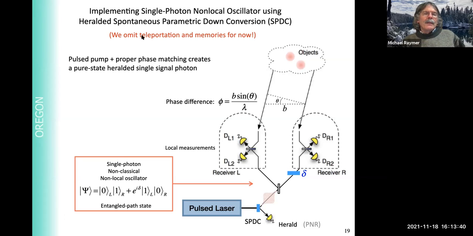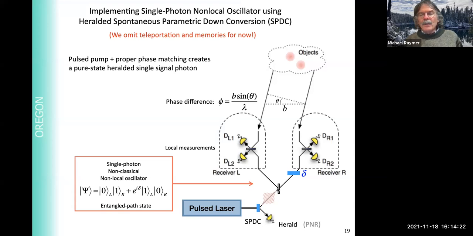For now, we're going to omit the state teleportation and the memories, and we're just going to do a proof of principle experiment and test the basic theory of this. So the way we make a single photon is not with a quantum dot, but rather a pulse laser puts out a blue pulse of light. It goes into a crystal called a spontaneous parametric down conversion crystal, which splits the blue photon into a pair of red photons. One of the red photons goes into this detector, and if it clicks, we say there's a herald, which announces the presence of this other photon. And now we have a single photon at a known time in a known temporal, spectral, spatial wave packet.